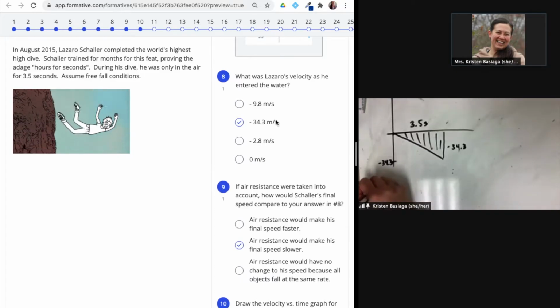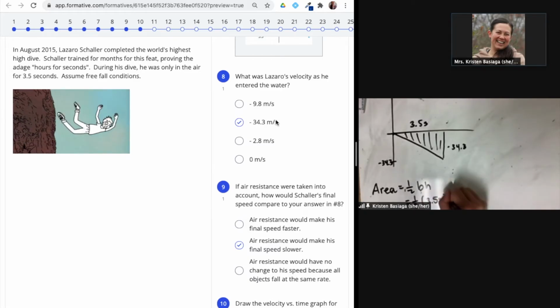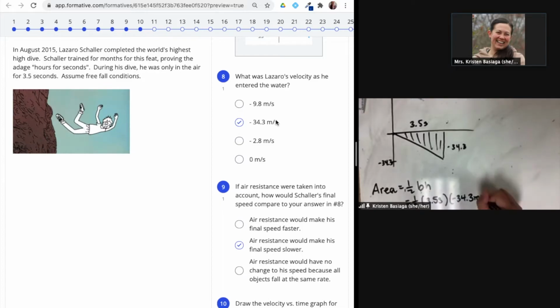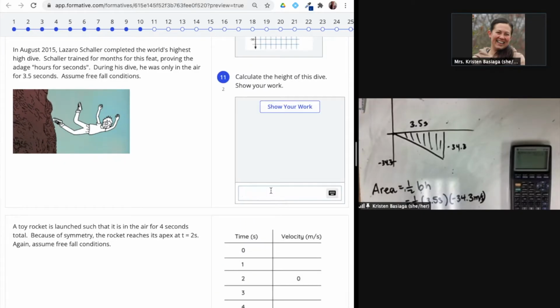So I'm going to do area of 1/2 base height, with a base of 3.5 seconds and a height of negative 34.3 meters per second. This gives me an area under the curve of negative 60.025. Right here, I'm going to round this. Negative 60.025 is like negative 60.